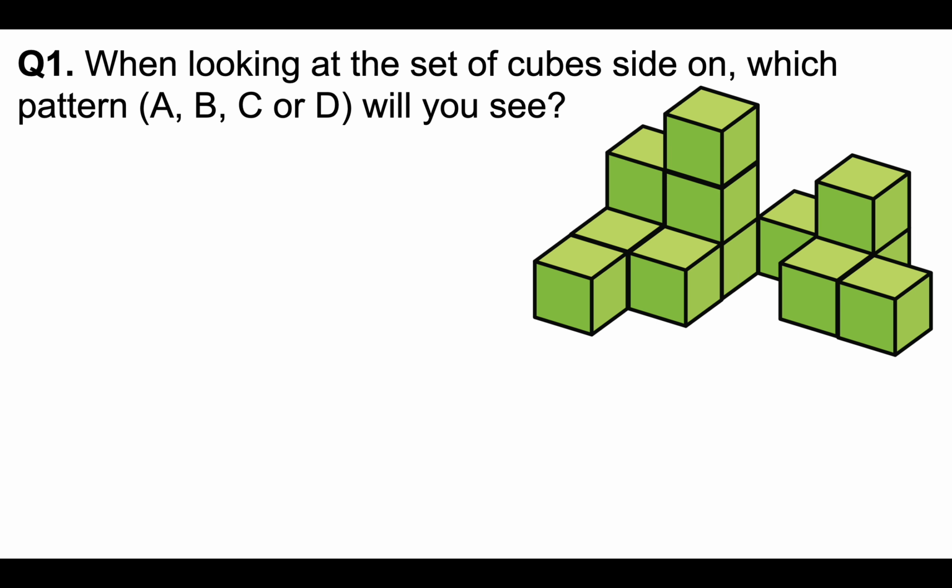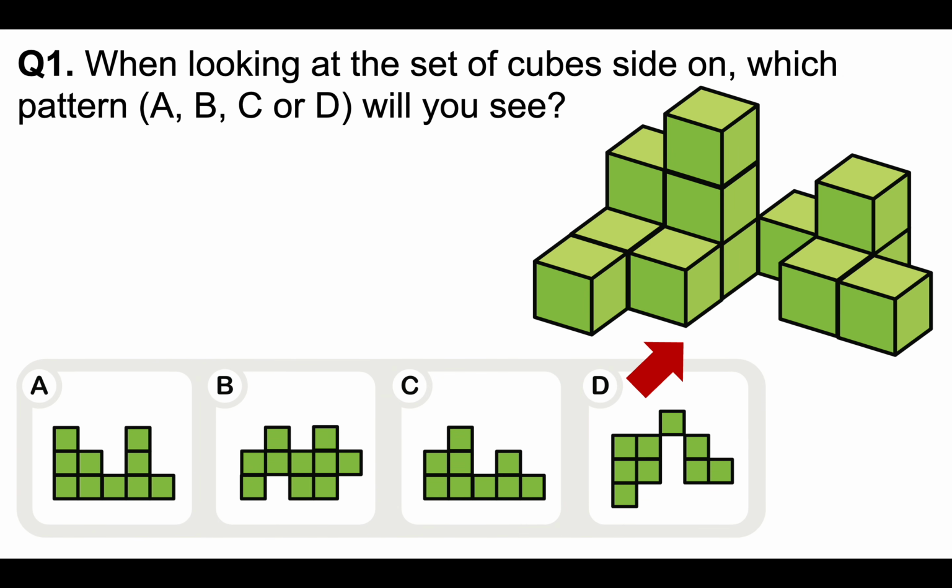Okay, let's get started with these mental ability test questions. So I will work through an example test question with you to show you how to answer it, and I will then get you to try some live on the screen. So question number one. When looking at the set of cubes side on, which pattern A, B, C or D will you see? So what we have to do is look at that set of cubes side on, where the arrow is pointing, and then decide which pattern A, B, C or D we can see from the side. Well, how do you answer this quickly? Because remember, you will be under timed conditions.